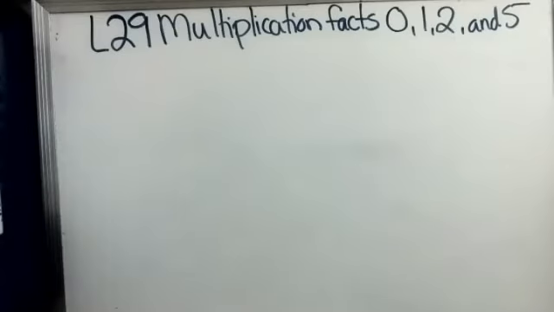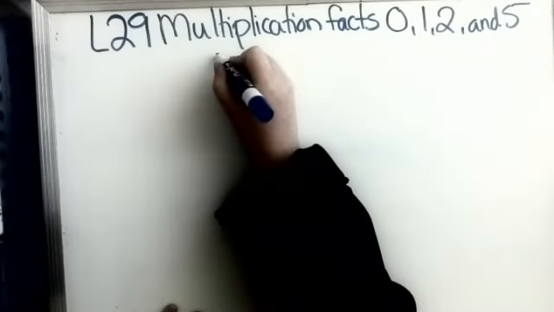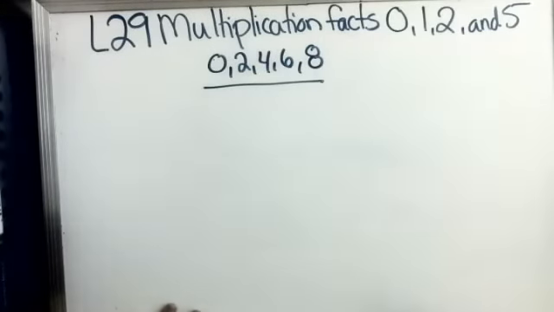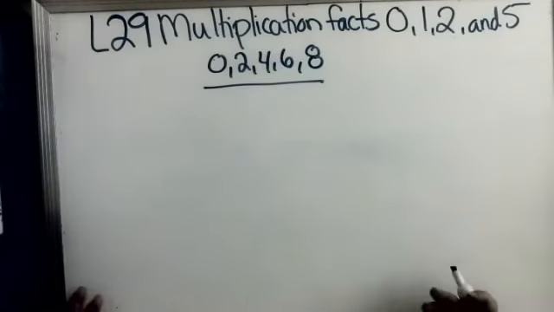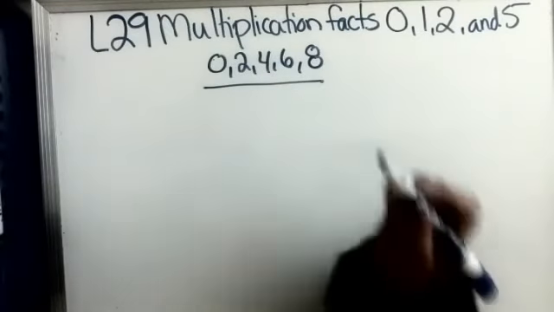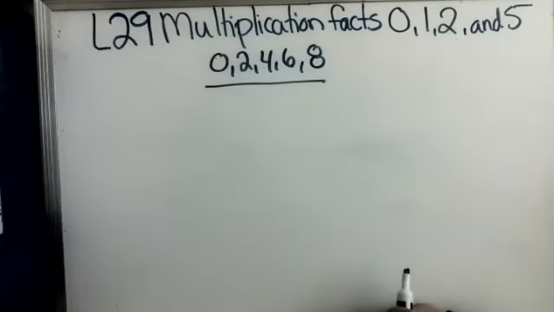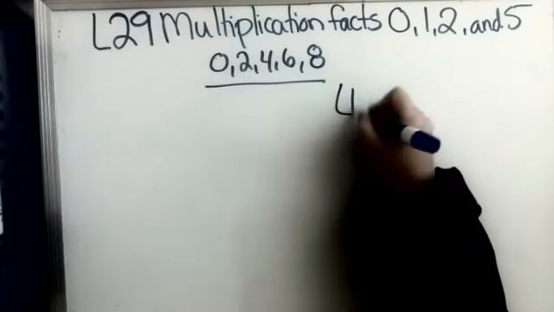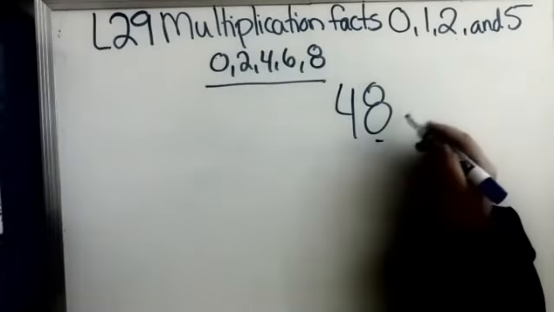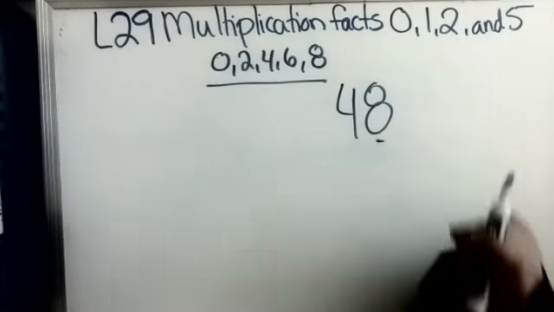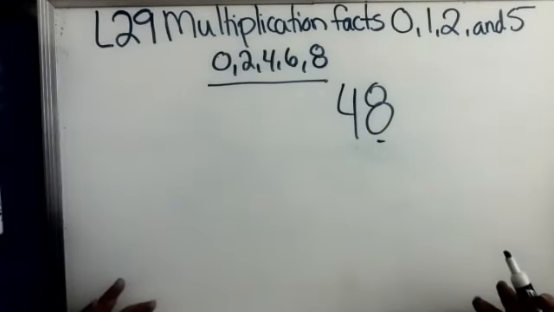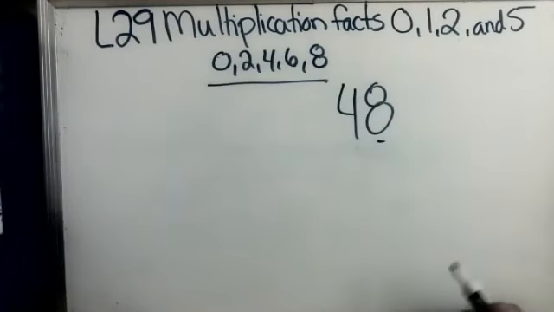Twos. Last time we talked about twos. The pattern of the ones column for twos is 0, 2, 4, 6, 8. That is your pattern. These are also our even digits. So if your number ends in a 0, 2, 4, 6, or 8, it is a multiple of 2 and divisible by 2. For example, 48 is an even number because it has an 8 at the end of it. It is both divisible by and a multiple of 2. That is the 2 rule.